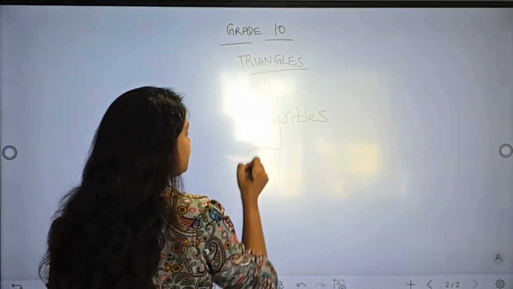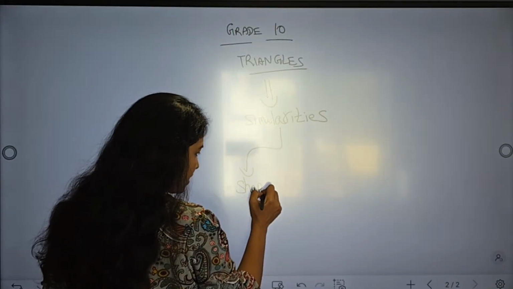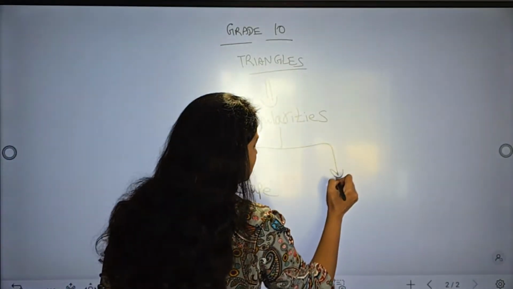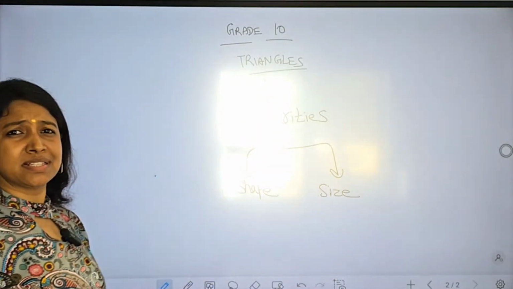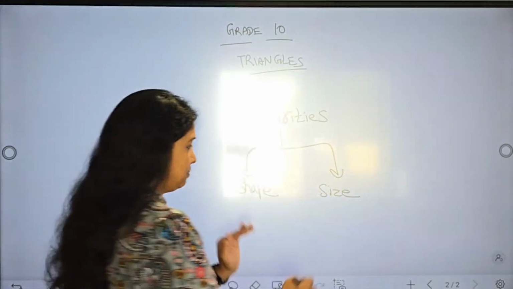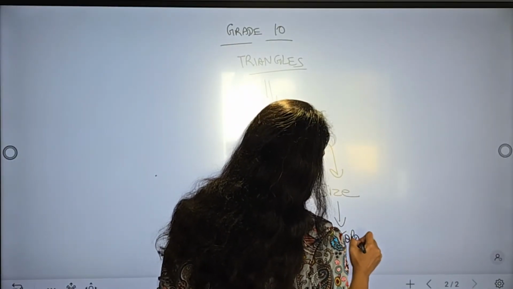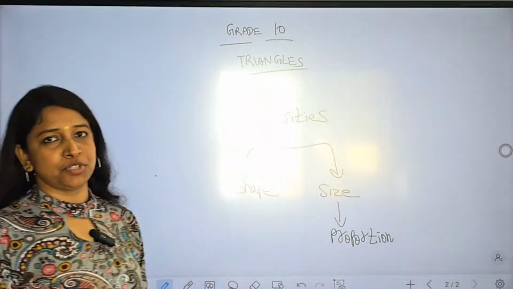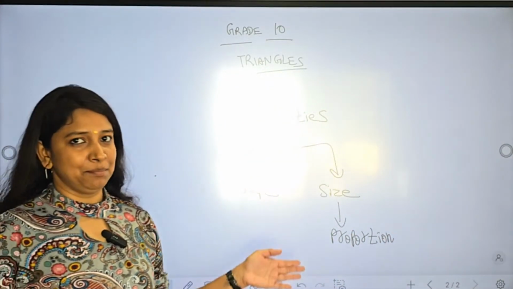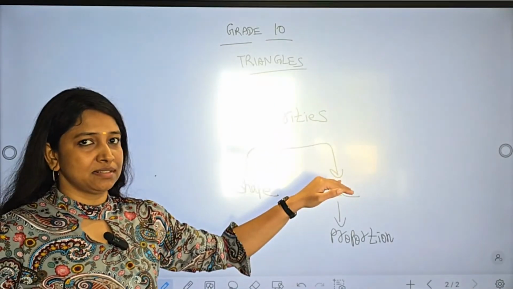So similarity means you should have the same shape, but the size may or may not be the same. It is not necessarily the same, but the sizes should be in proportion. The sizes should be in proportion, need not be the same. So that is the thing in the similarity of triangles, right?